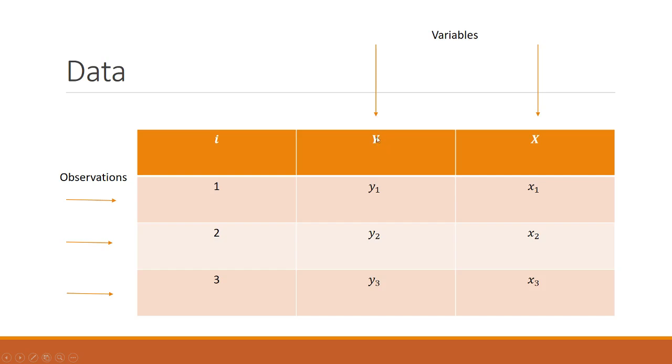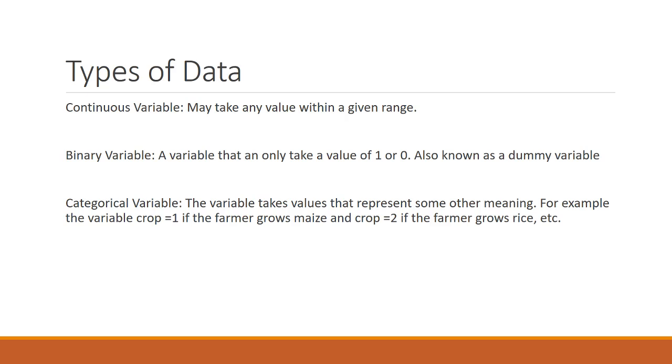Now we're going to be very interested in variables. We're going to be interested in how variables relate to each other. And variables can take a bunch of different forms. So let's talk about the types of data. Some of the most common types, and I'll be a little bit more structured in a moment, that we're going to look at in the class will be continuous variables, binary variables, and categorical variables. A continuous variable is a variable that can take any value within a given range.